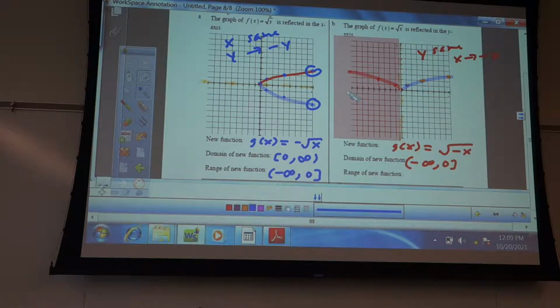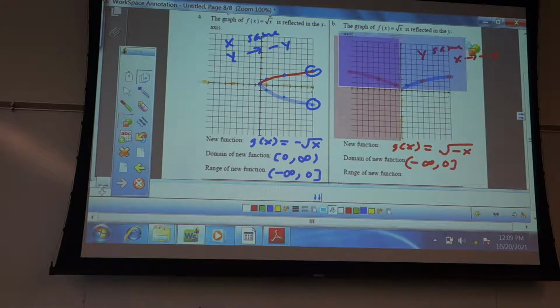My range, let's see. It goes from here on up. So what's my range? 0 to infinity. Yep. 0, but I can't equal 0, so it's square bracket at 0 and up to infinity.